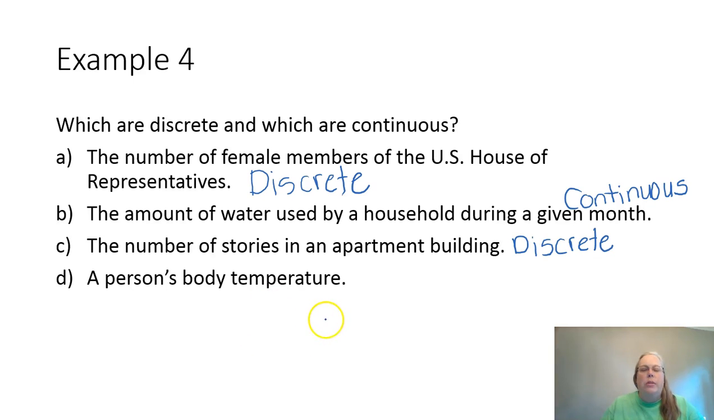D, a person's body temperature. Well, again, we're talking about what's the regular body temperature. Is it 96.8? Is it 96.81? Is it 96.79? This is considered to be continuous data.